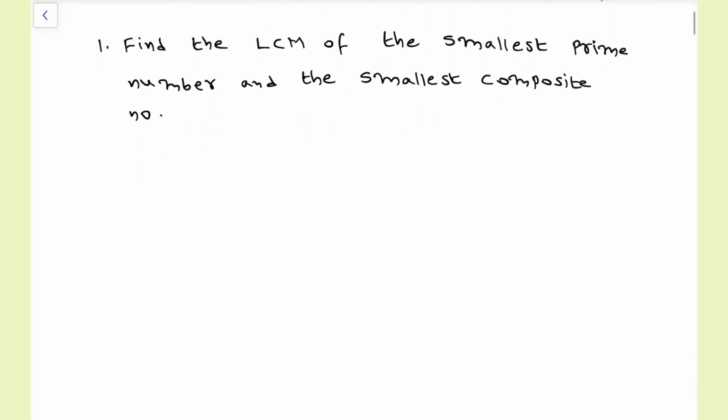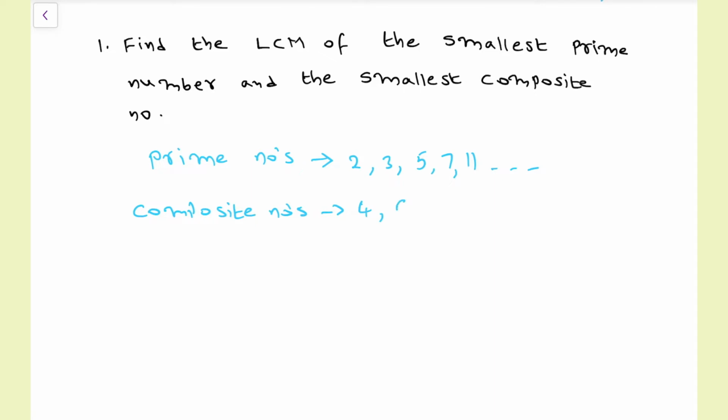Okay, let us start the first question. Find the LCM of the smallest prime number and the smallest composite number. First, if you write the prime numbers list, the prime numbers are the numbers which have only 2 factors. So, prime numbers are 2, 3, 5, 7, 11 and so on. Then coming to the composite numbers, composite numbers will be having more than 2 factors. So, the first composite number is 4, then 6, then 8, then 9 and so on.